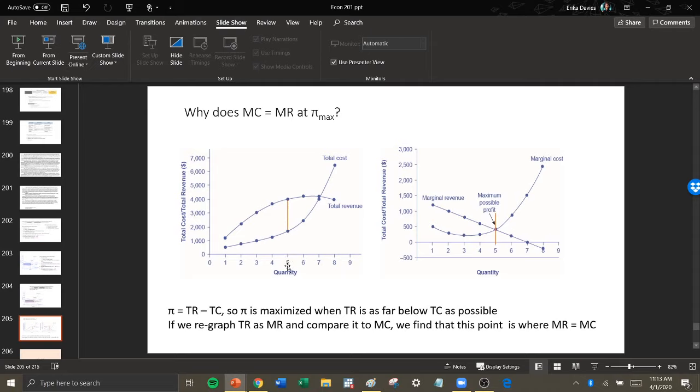So let's see if that equilibrium condition still holds when we move over to our marginal graph. Yep. At quantity equals 5, we have the point where marginal revenue crosses marginal cost. Okay.